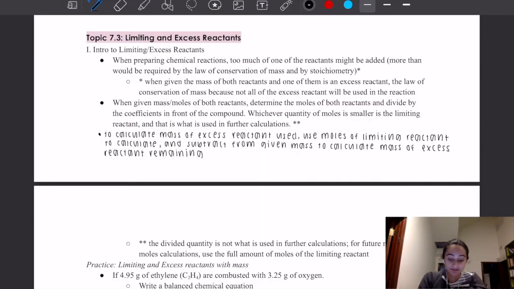Okay, so this week I'm going to be talking about limiting and excess reactants. Limiting and excess reactants basically show that when you are creating a reaction, sometimes you might put too much of one reactant into the reaction, and it would be more than the amount that would be required by the law of conservation of mass.